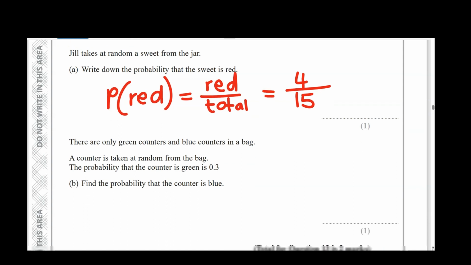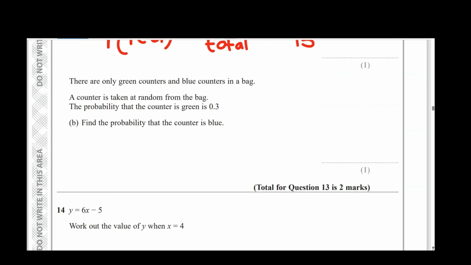Next up, there are only green counters and blue counters in a bag. A counter is taken at random from the bag. The probability that the counter is green is 0.3. Find the probability that the counter is blue.